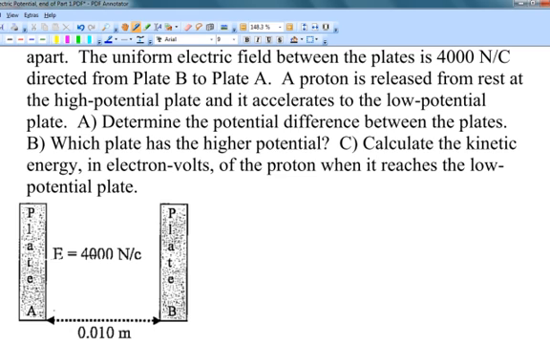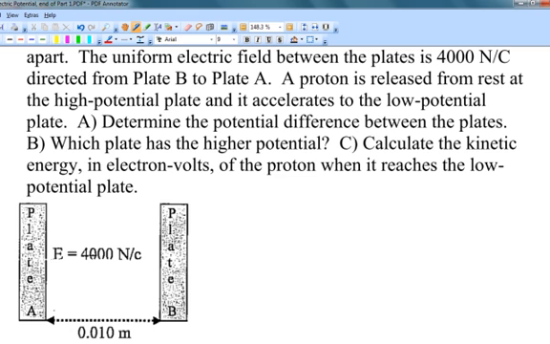A, determine the potential difference between the plates. B, which plate has the higher potential. And C, calculate the kinetic energy in electron volts of the proton when it reaches the low potential plate. There's a lot of subtlety in this problem.